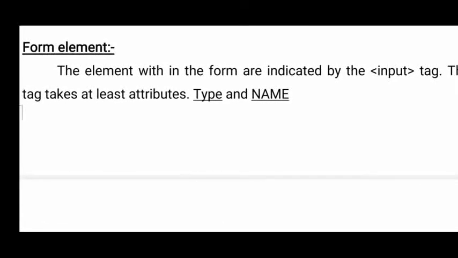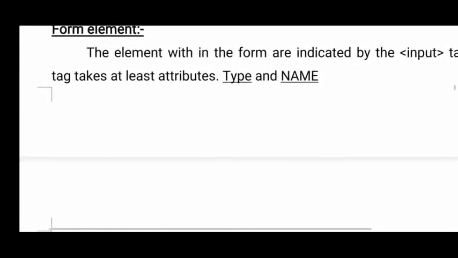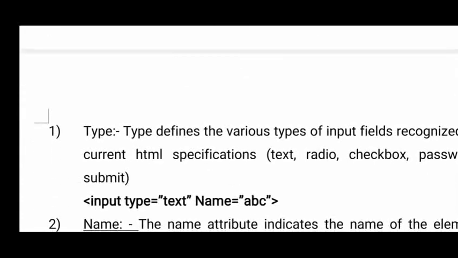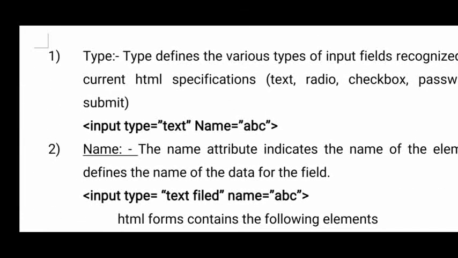Form elements are the elements which help the user to enter data, and they are created by using an input tag. This input tag has at least two attributes, type and name, which we'll discuss. To create a form, we discussed two tags: one is the form tag and the second one is the input tag. What is the use of the input tag?